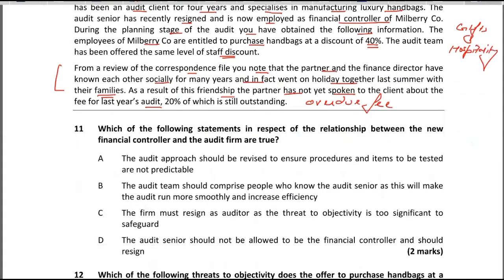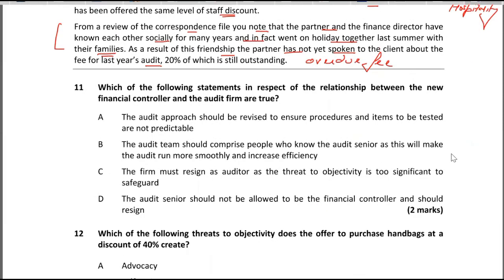Now, this should be quite easier for you guys. Which of the following statements in respect of the relationship between the new financial controller, who was previously the audit senior in the firm, and the firm are true?